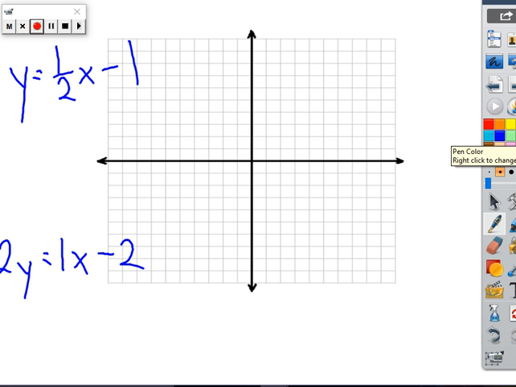Does anybody know the answer? Okay, so let's back up. Is the first one solved for y? Could I graph it? Yes. Gary's shaking his head, yes. Is the second one solved for y? No. So what would I have to do? Solve it for y. Okay, with our current knowledge, we would have to solve it for y.